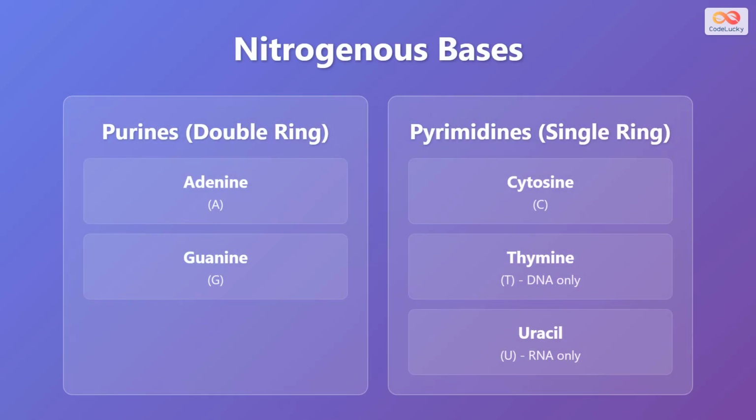The nitrogenous bases fall into two categories based on their structure. Purines have a double-ring structure and include adenine, abbreviated as A, and guanine, abbreviated as G. Pyrimidines have a single-ring structure and include three bases: cytosine, or C, which appears in both DNA and RNA, thymine, or T, which is found only in DNA, and uracil, or U, which is found only in RNA. These bases are crucial because they carry the genetic code.